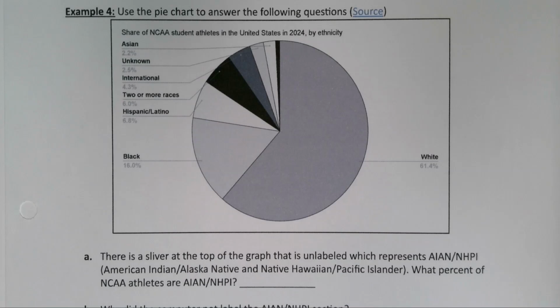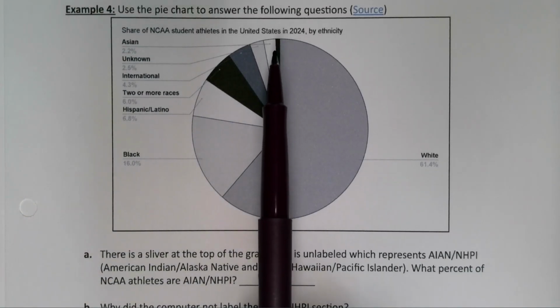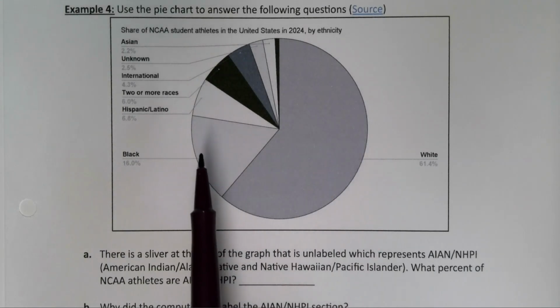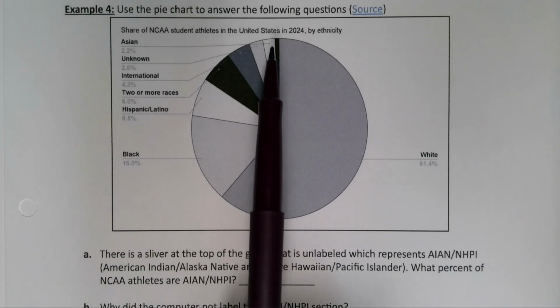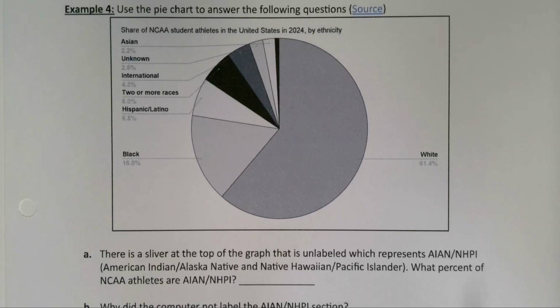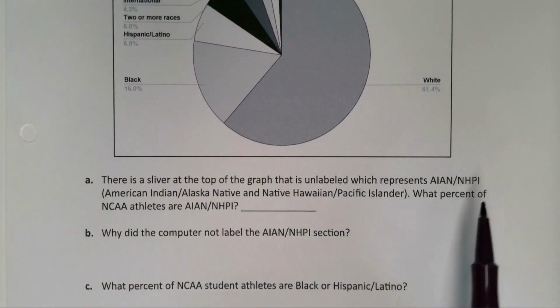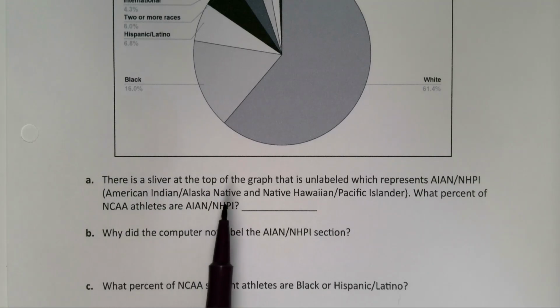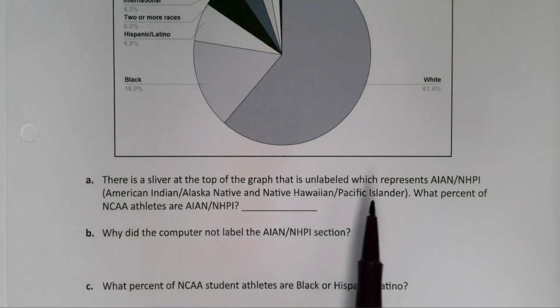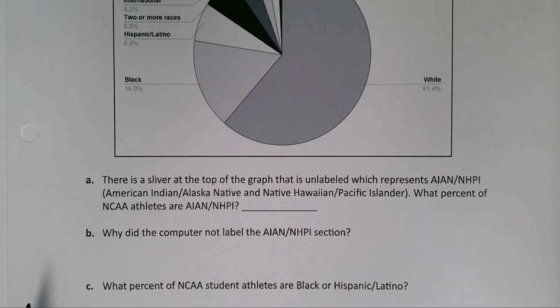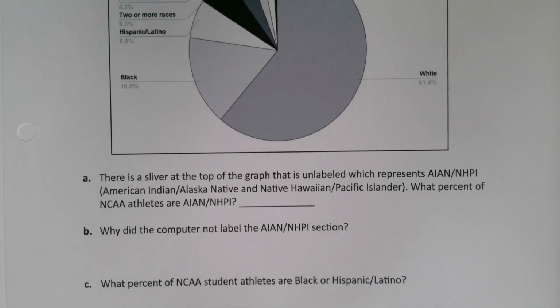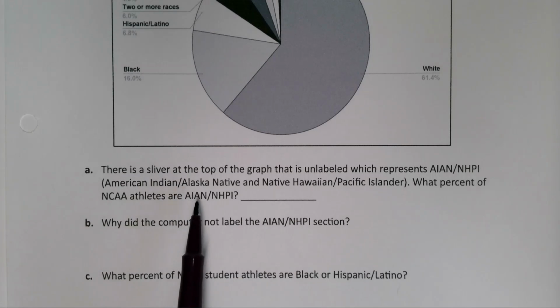This is real data about the share of NCAA student athletes in the US in 2024 by ethnicity. The first thing to note is there's a little sliver right here at the top. So we have the white, black, Hispanic, two or more races, international, unknown, and Asian. And right there at the tippy top, there's a sliver that is unlabeled, which represents AIAN and NHPI. AIAN is American Indian Alaskan Native, and Native Hawaiian Pacific Islander is the NHPI. Those are very common abbreviations for those two groups, and they're often put together for data sets like this. So what percent of NCAA athletes are AIAN and NHPI?